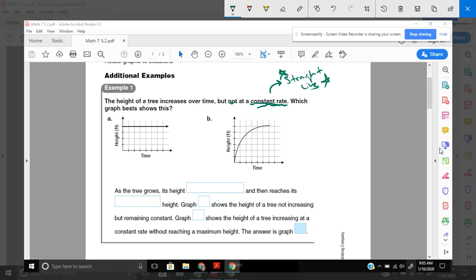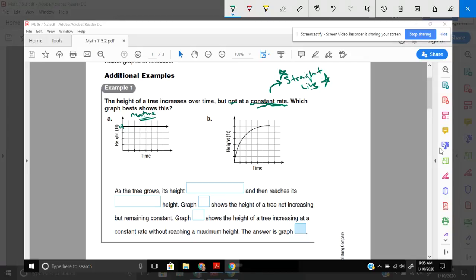You'll see here, as time goes on, the height of our tree in feet stays the same. The height doesn't increase. Let's say this is 10 feet, 11 feet, 12 feet, let's say it's 13 feet. It never goes up. It stays the same as time goes on. So this tree is probably a mature tree. It isn't growing anymore. But it is a constant rate, because time is going on and it's staying the same. So that is constant. It's a straight line.